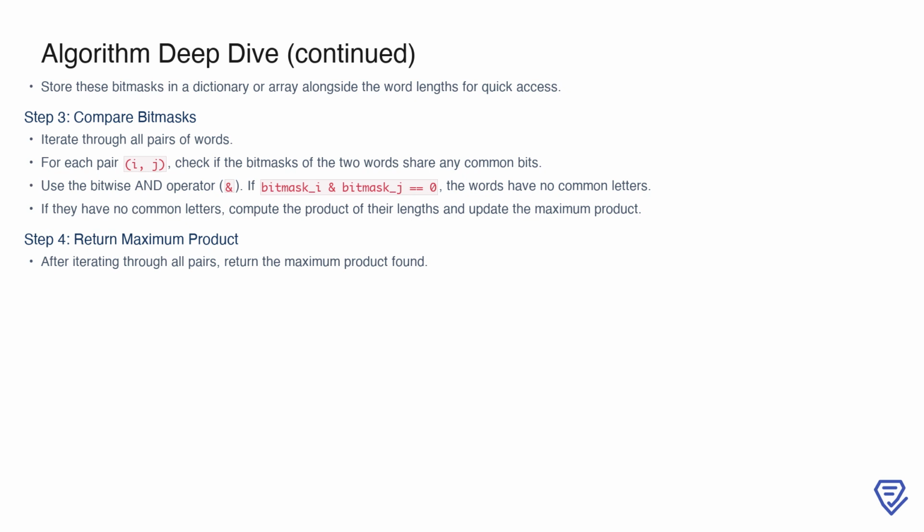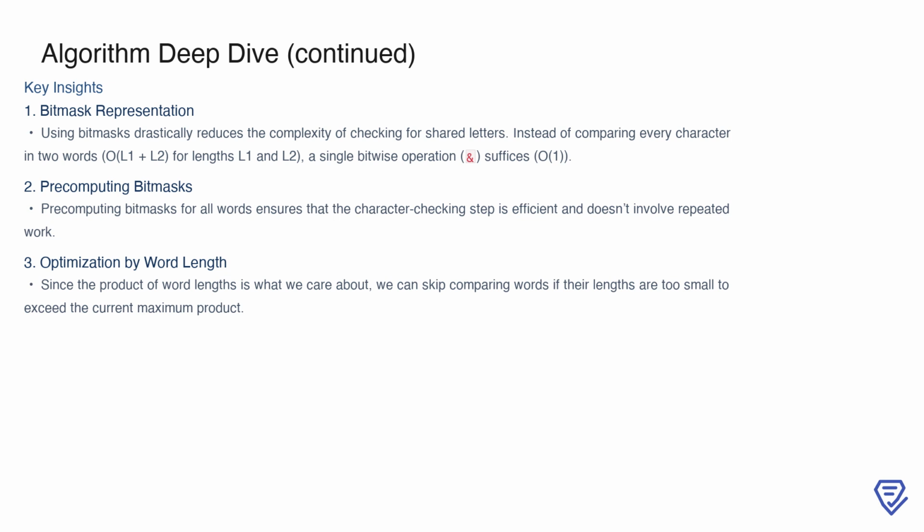The use of bit masks brings several key advantages to this algorithm. First, it significantly reduces the complexity of checking for shared letters. Instead of comparing each character of two words, which could take time proportional to their lengths, a single bitwise operation suffices, making this step constant time.